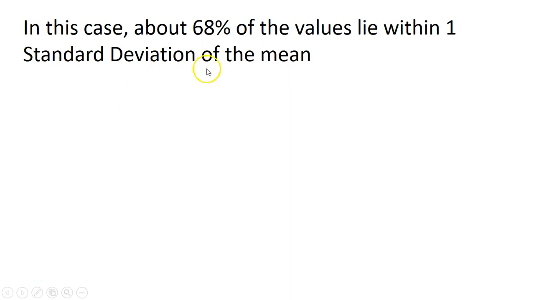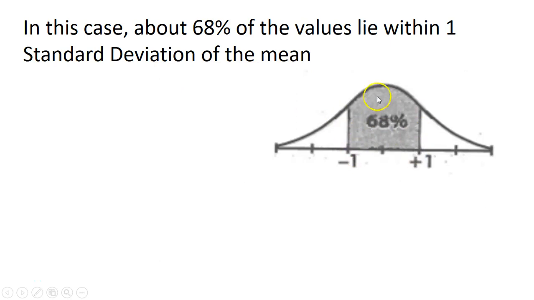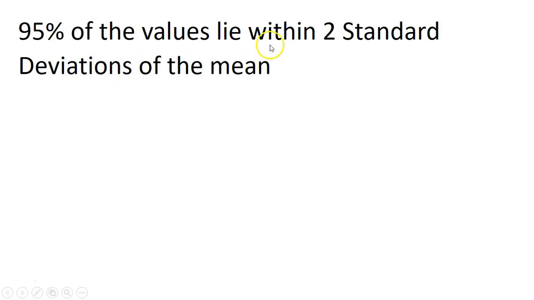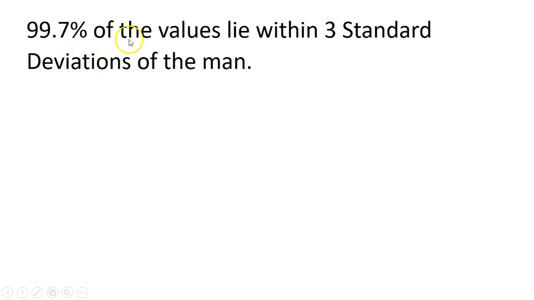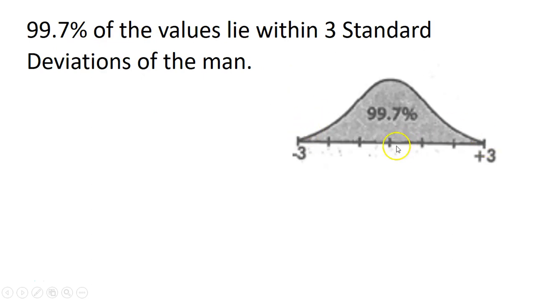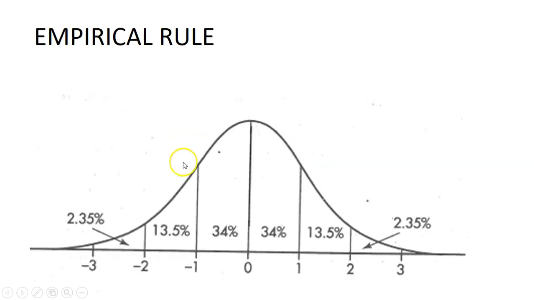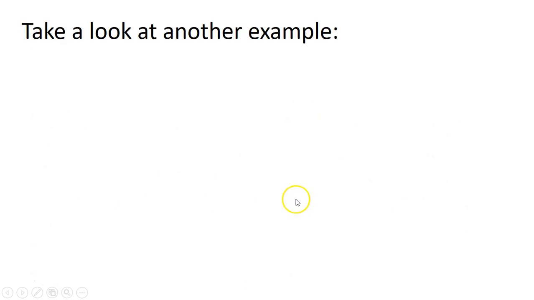In this case, about 68% of the values lie within one standard deviation of the mean, and this should now be review. That's why I'm spiraling back through this. 95% of the values lie within two standard deviations, and 99.7% of the values lie within three standard deviations of the mean. Basically, this is how it looks split up using the empirical rule. If you add all that up, it's still 95, and 99.7 with all three of them.